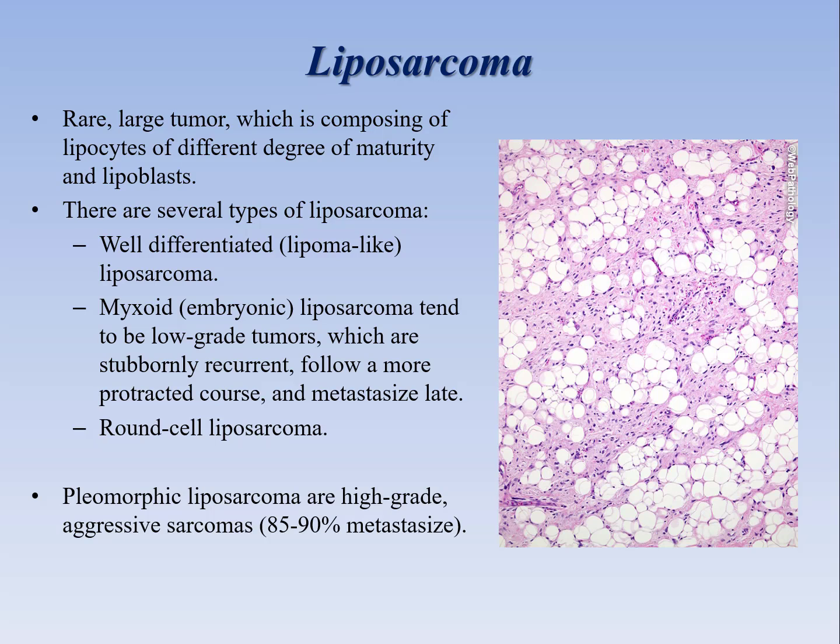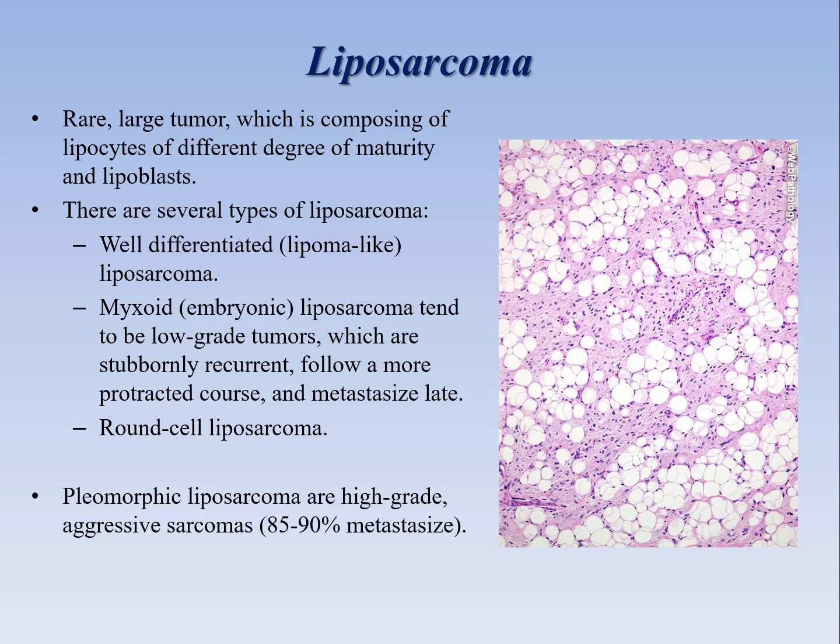Liposarcoma. It's a rare large tumor composed of lipocytes and different degrees of maturation of the lipoblast. There are several types of liposarcoma: well-differentiated, myxoid, round cell. Well-differentiated or lipoma-like liposarcoma looks like a benign tumor such as lipoma, and it's very difficult to make a correct diagnosis, to differentiate between the well-differentiated liposarcoma and lipoma. Myxoid or embryonic liposarcoma tends to be a low-grade tumor which is stubbornly recurrent, follows a more protracted course, and metastasizes late.